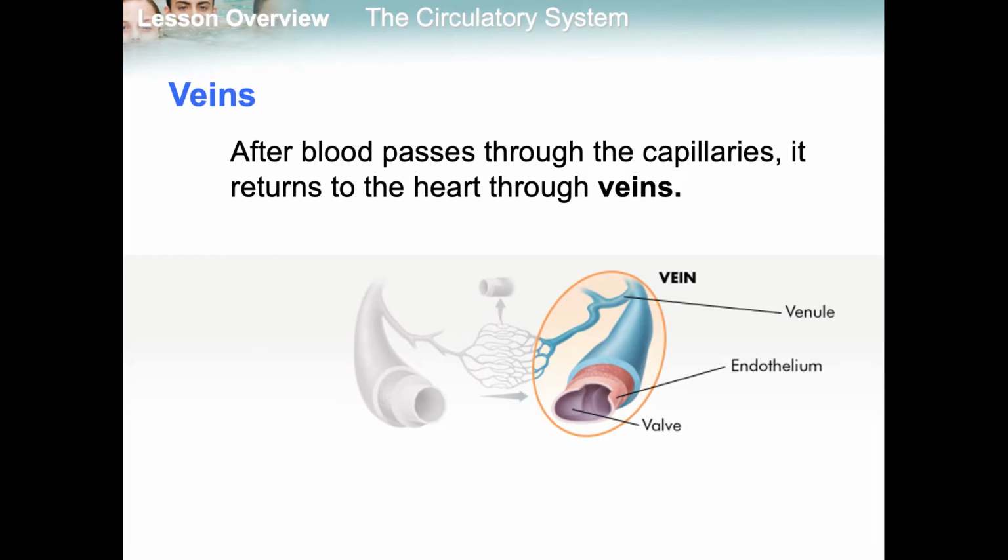Veins are kind of the middle ground. After blood passes through the capillaries, it's going to go back to the heart through the veins. So veins carry oxygen poor blood back towards the heart.